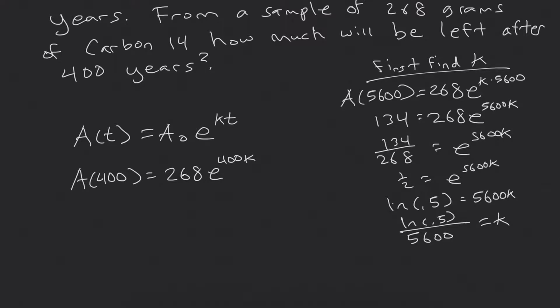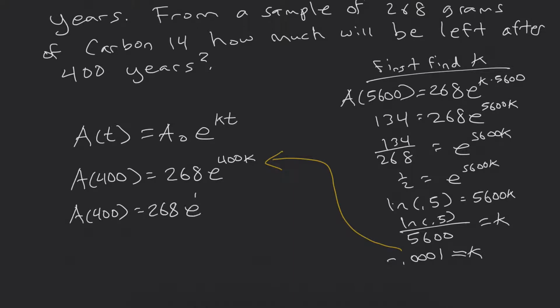And from my calculator, that ends up giving me a negative 0.0001 approximately for k there. And now since I know that, I can go ahead and plug it in for k in order to find a of 400. I got a negative there, which I should expect. We're half-life, we're halving something, so we're decaying, we're getting smaller. So 268 e to the 400 times negative 0.0001.